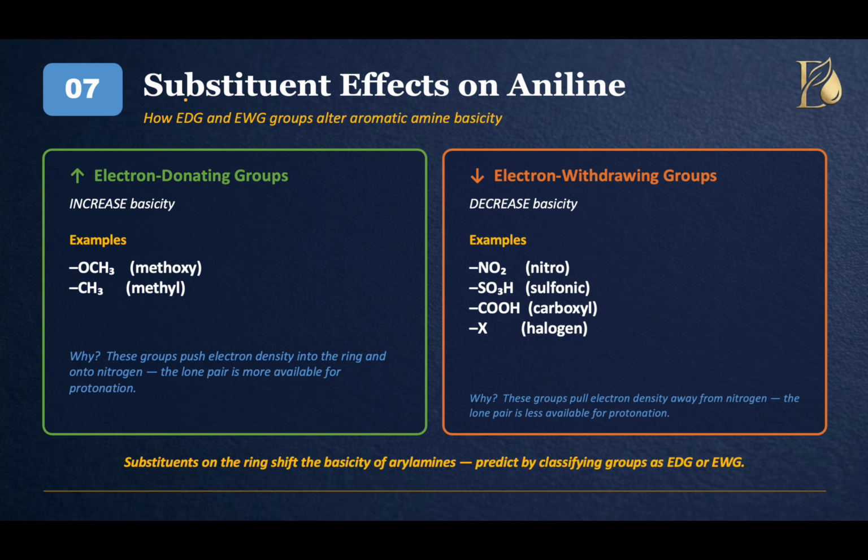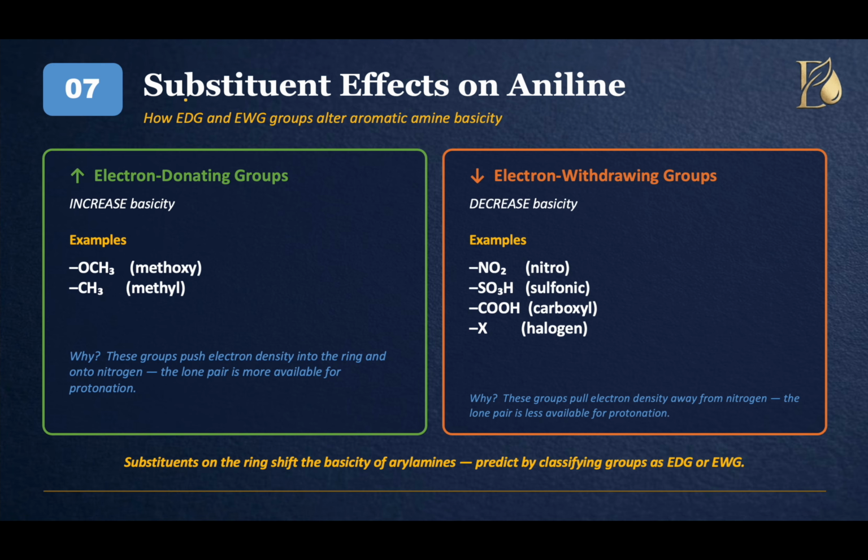Now we can discuss, if substituents are present in aniline, what will be the effect on basicity. So the basicity of aniline can further change depending on the groups attached to the benzene ring. These groups can either increase or decrease electron density around the nitrogen atom. So according to that, the basicity can change.